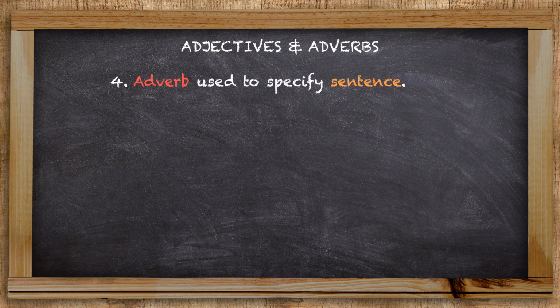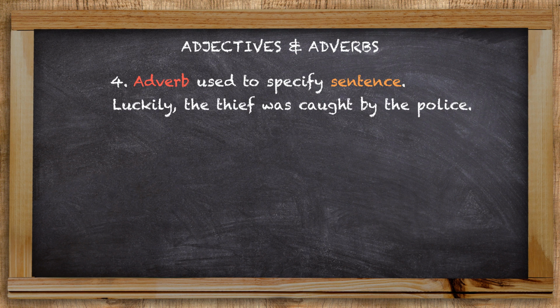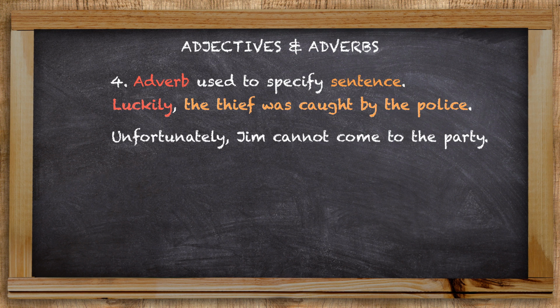An example of using an adverb to say something about a whole sentence is, luckily the thief was caught by the police. In this case, the adverb luckily shows a sentiment about the entire message from this sentence. Another example is, unfortunately, Jim cannot come to the party. In this sentence, the adverb unfortunately also shows a sentiment about the entire message from this sentence.